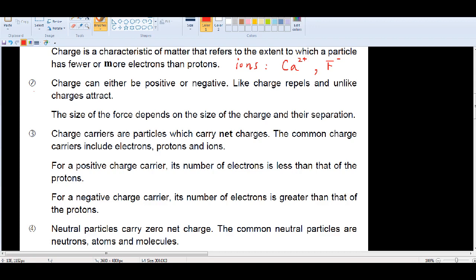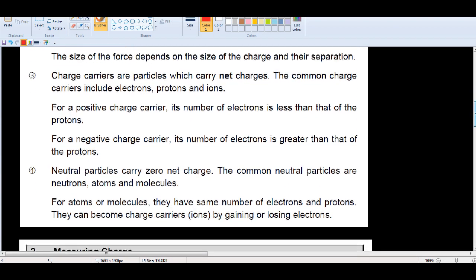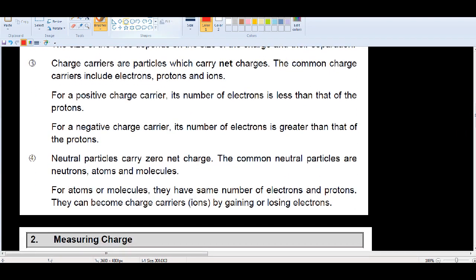The second one is very common, so you should understand. Charge can either be positive or negative. You understand this? I don't need to mention that, right? And like charges repel and unlike charges attract. These are very basic ideas. When we call it repulsion and attraction, that means they are forces, right? The size of the force depends on the size of the charges and their separation. We are going to learn that in our Unit 3, but now you just have some idea about it.